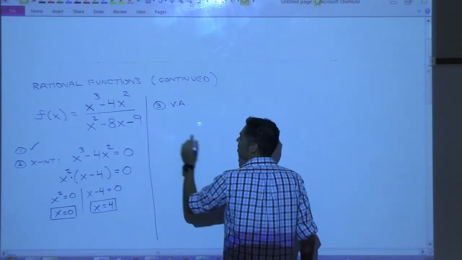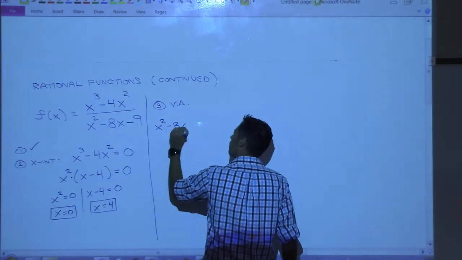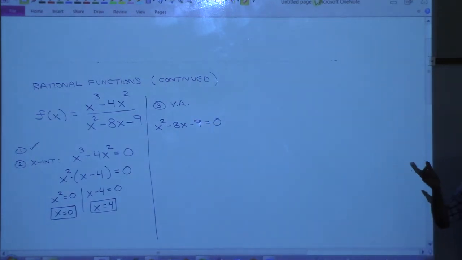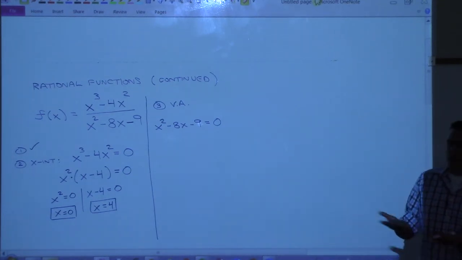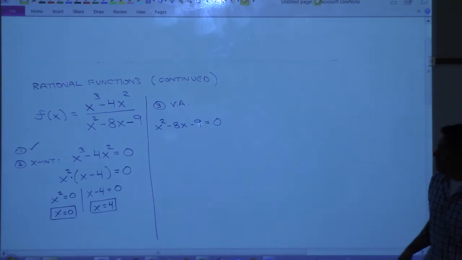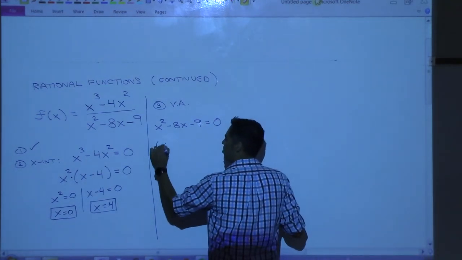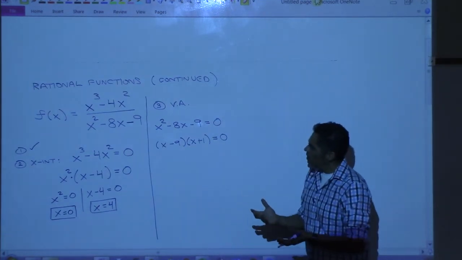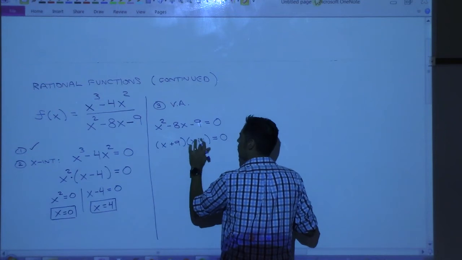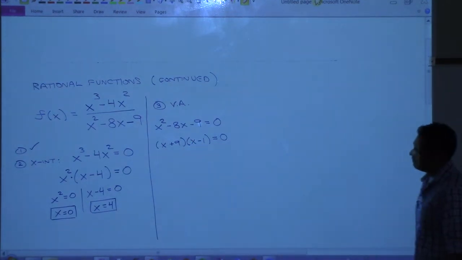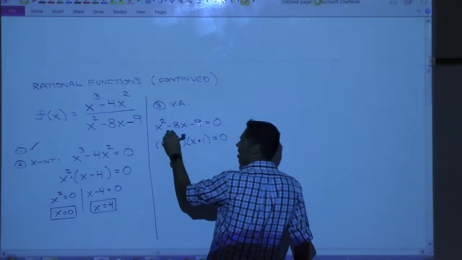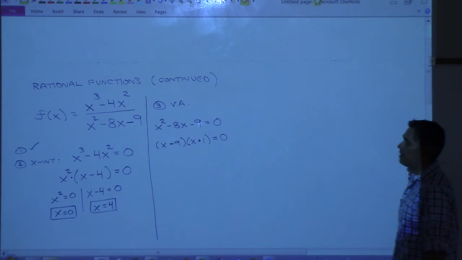For the vertical, we set the denominator to 0. And that's just your standard old quadratic. You could either use the quadratic formula or you could factor it using the AC method. In this case, I'm just going to factor it using the AC method. Plus 1 here, minus 1 here. Sorry, it's negative 8. So x minus 9 times x plus 1.